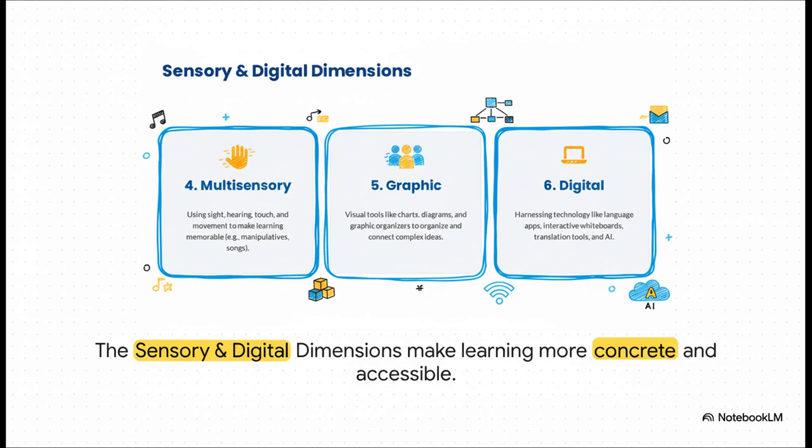So multisensory support, that means using sight, sound, touch. Think about having students actually act out a historical event. Then you've got graphic support, which is using things like visual organizers to map out complex ideas, like a flowchart for the water cycle. And of course, digital support, which is all about using technology. Everything from cool interactive simulations to just a simple shared Google Doc.